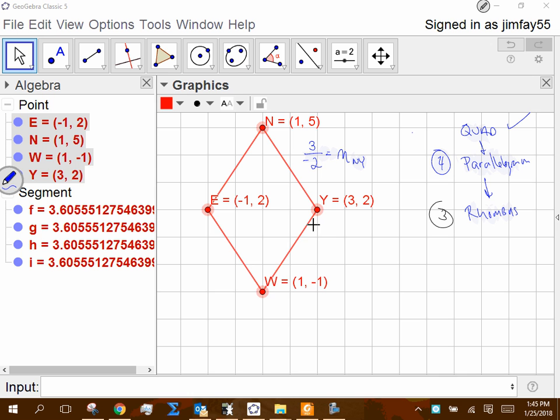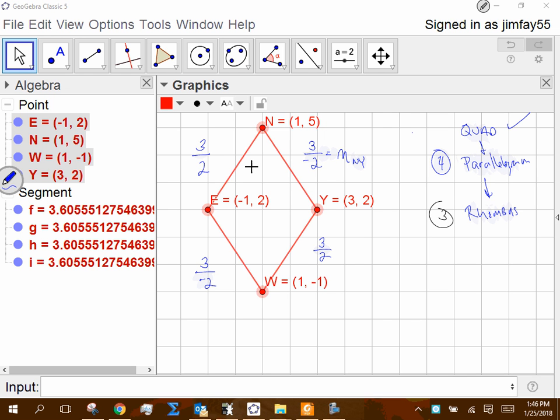Come down here, do the same thing. 2 minus negative 1 would give me 3, right? 3 minus 1 would give me 2. So there's a slope of WY. 2 minus negative 1 would give me 3. And then negative 1 minus 1 will give me negative 2. So the slope of EW is negative 3 halves. And you come up here, find the slope. 5 minus 2 is 3. And then 1 minus negative 1 is 2. So we find those 4 slopes, right?